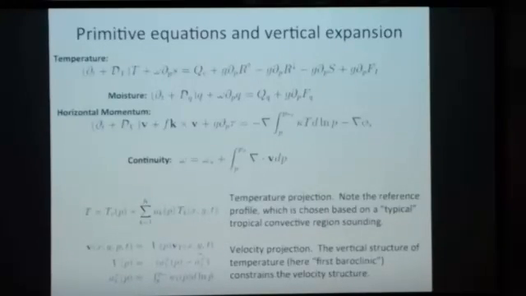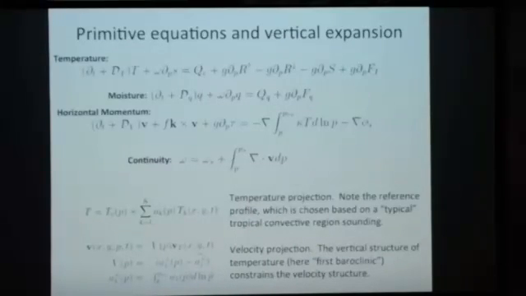Same thing for moisture. Again, the left-hand side is the total derivative of q, the specific humidity, and then the forcing on the right-hand side in terms of Q sub q plus this turbulent exchange of moisture. And then we have the horizontal momentum equations, just for completeness. There are two of them. It's a vector equation, so it's just Navier-Stokes. And then the continuity equation, which relates the divergence of the horizontal component of the winds to the vertical component.